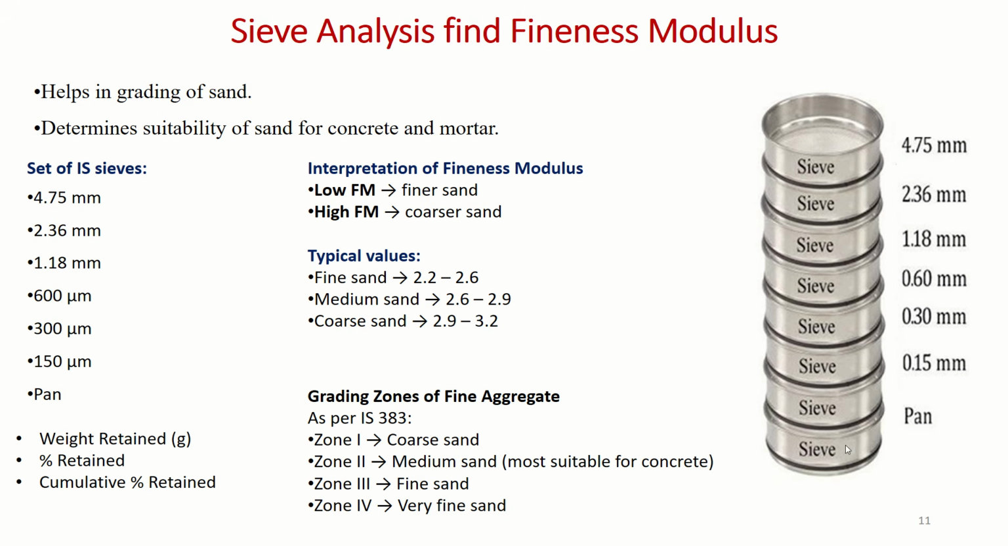You can see here the different sizes of the sieve in the figure. And even in the concrete mix design, we need different zones of aggregate. Whether zone is 1, 2, 3, 4, like that. So normally zone 1 is a coarser sand and zone 4 is a fine sand.